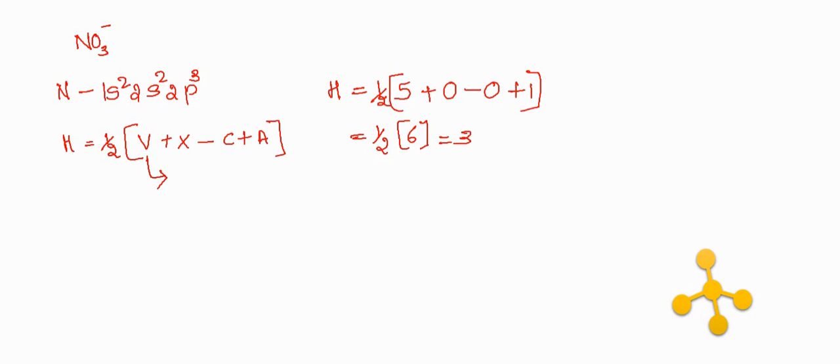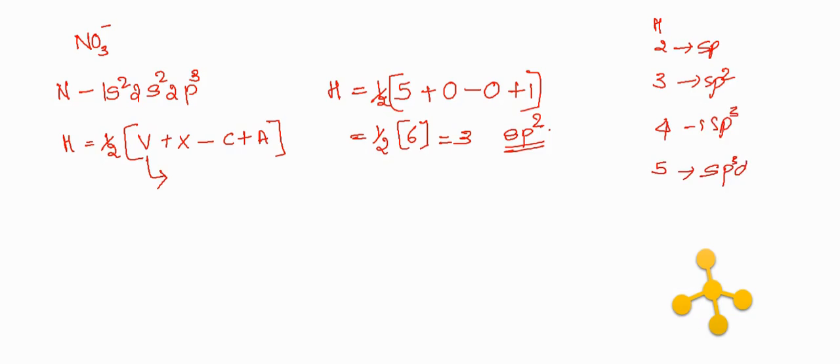So if H value is 3, then it is sp2 hybridization. If H value is 2, then it is sp. If it is 3, then it is sp2. If it is 4, sp3 hybridization. 5 means sp3d hybridization. Likewise, we can write. So it is a sp2 hybridization.